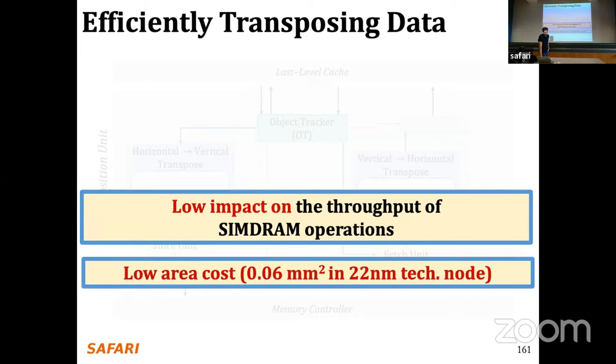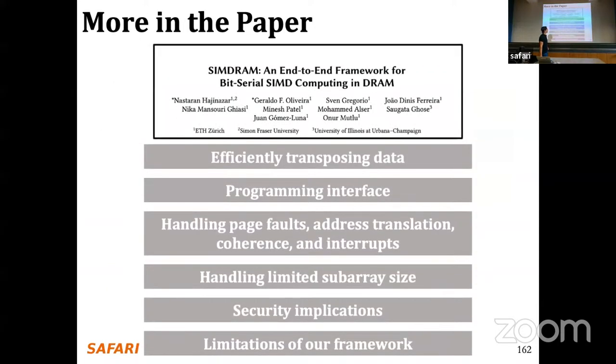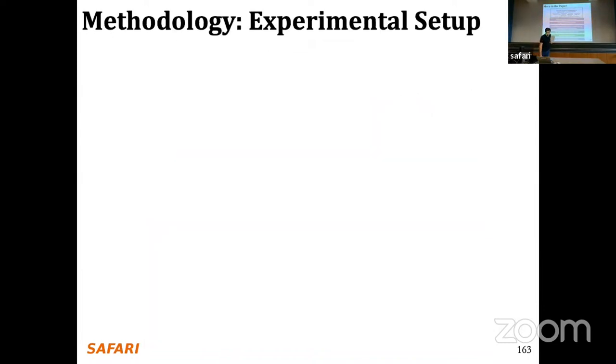This proposed transposition unit has low area cost. There is also an evaluation of the latency that is needed for the transposition in the paper, same as there is a discussion about the programming interface, how to handle page faults, address translation, coherence, interrupts, the limited subarray size, security implications, and also the limitations of the framework.